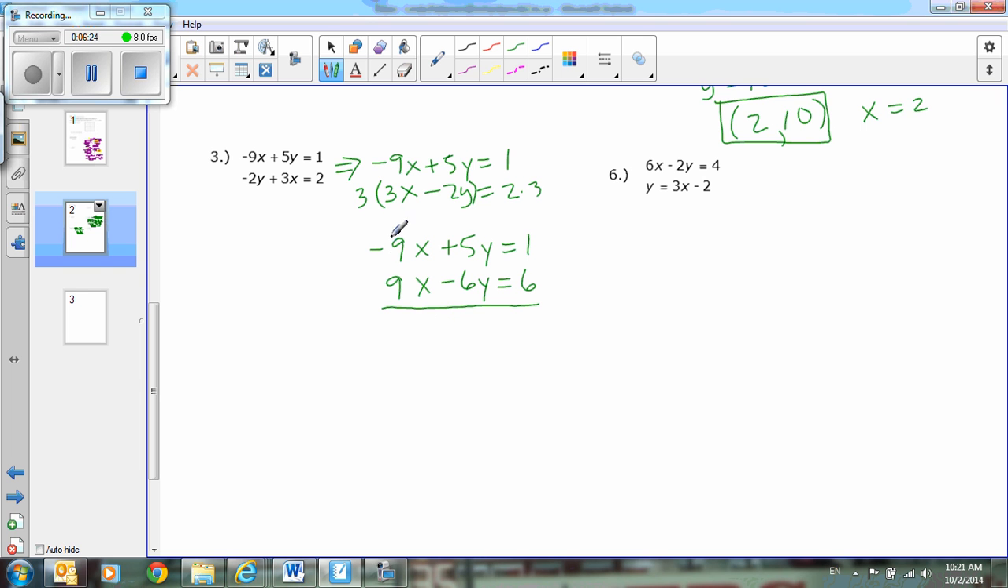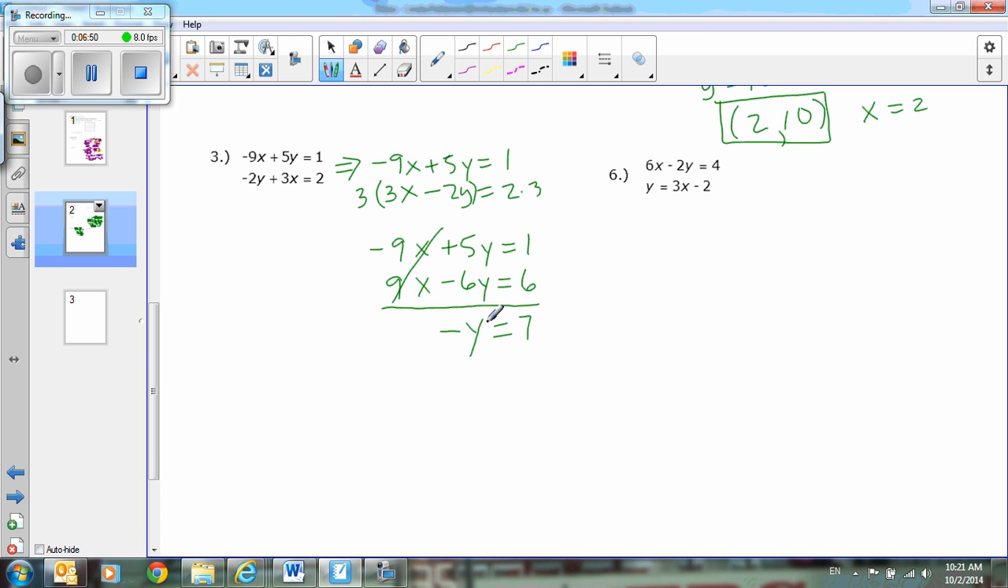So I'm going to add, because I have a negative 9 here and a positive 9 here, negative 9x and positive 9x cancels. What about this positive 5y plus, remember I'm adding a negative 6y. Well, if I'm taking positive 5 and adding negative 6 to it, that's going to give me a negative 1y, or just the opposite of y, is equal to, now remember I'm adding, 1 plus 6 is 7.